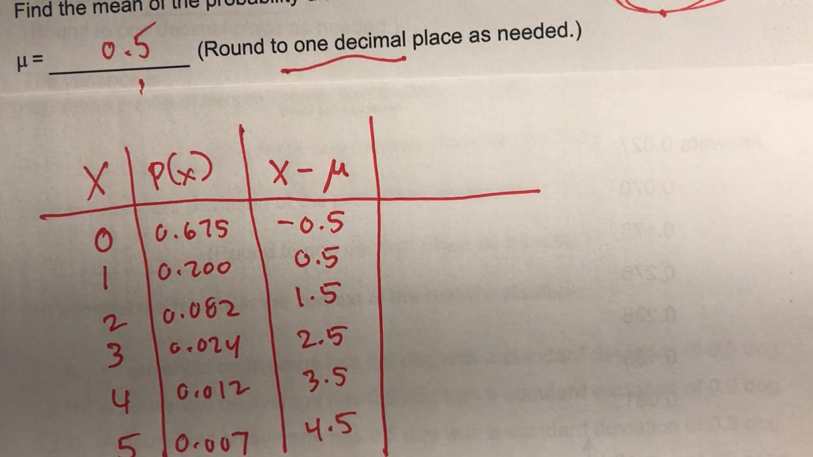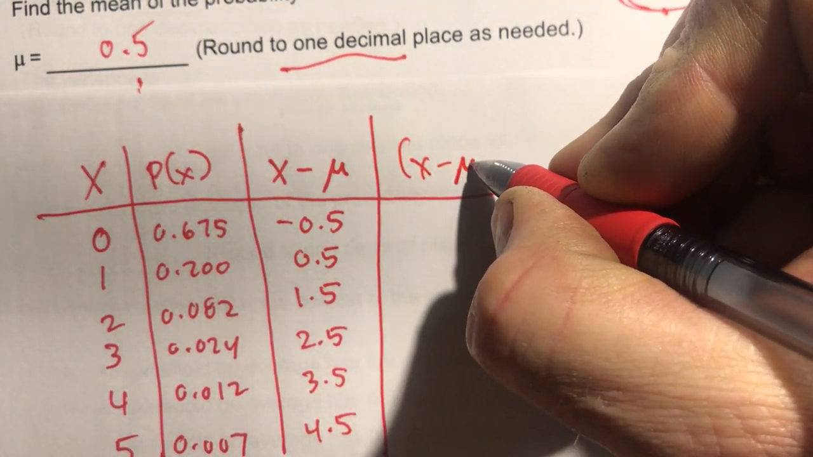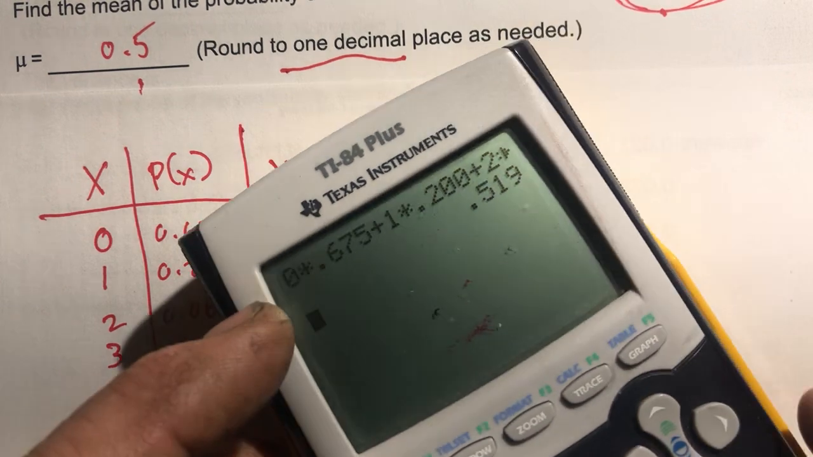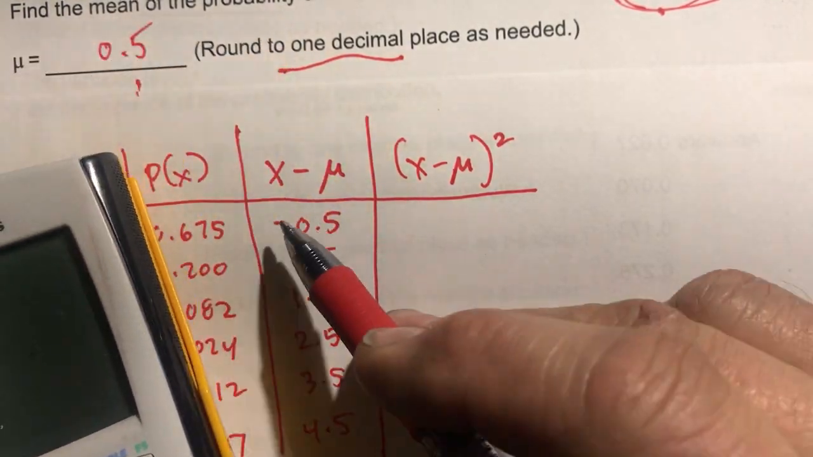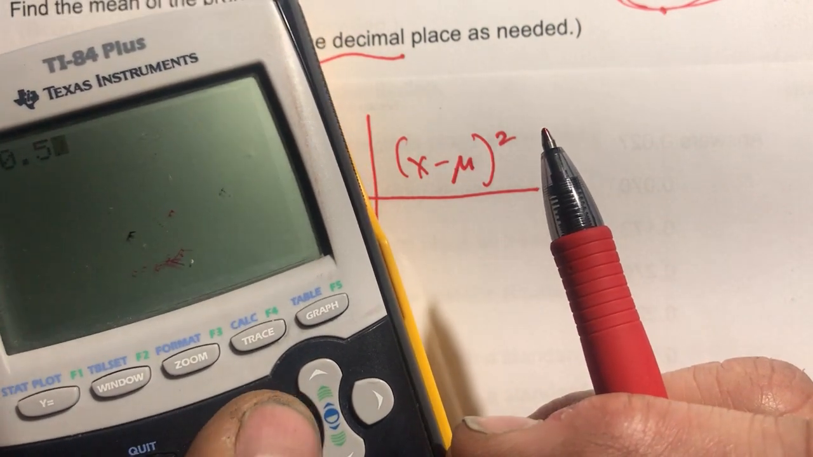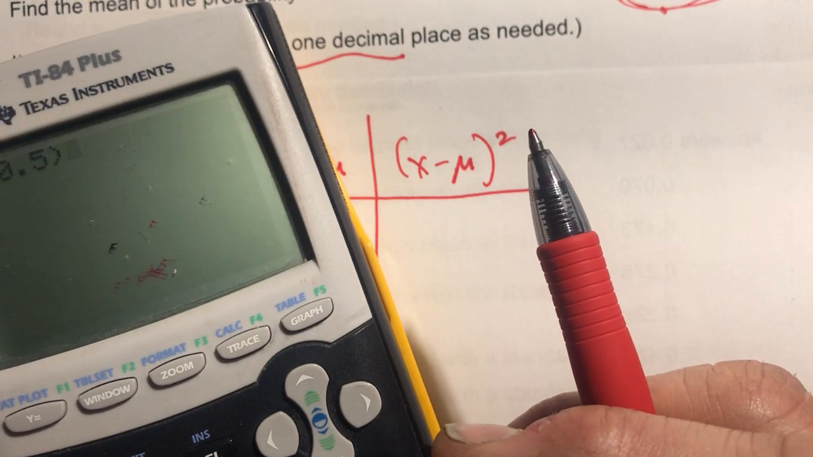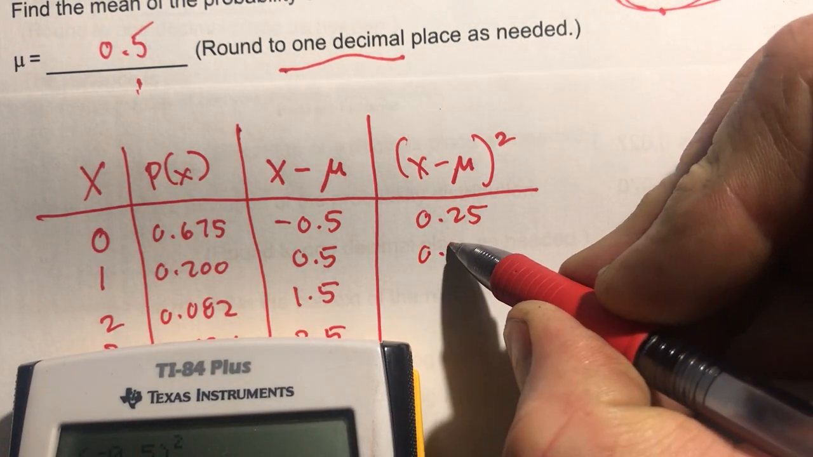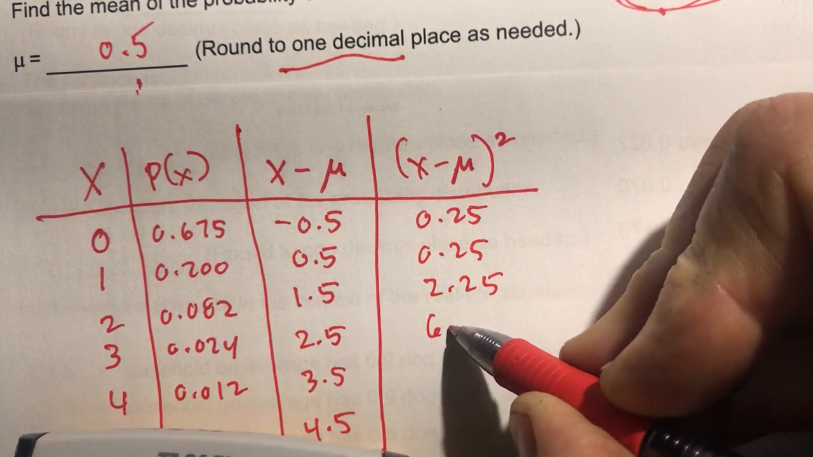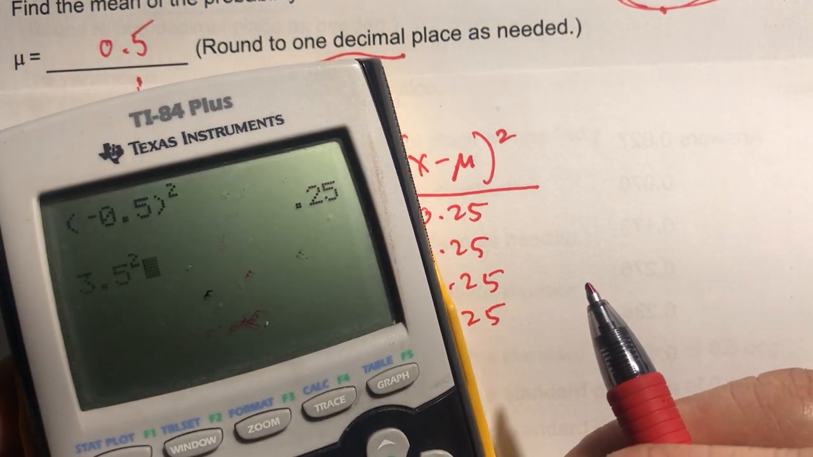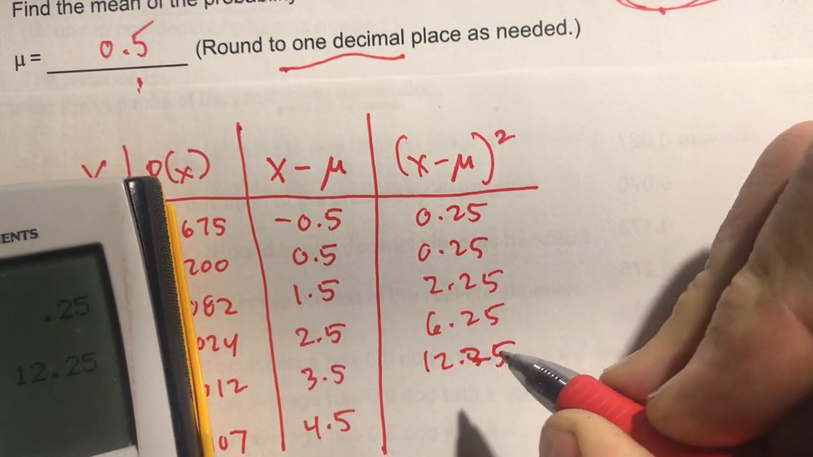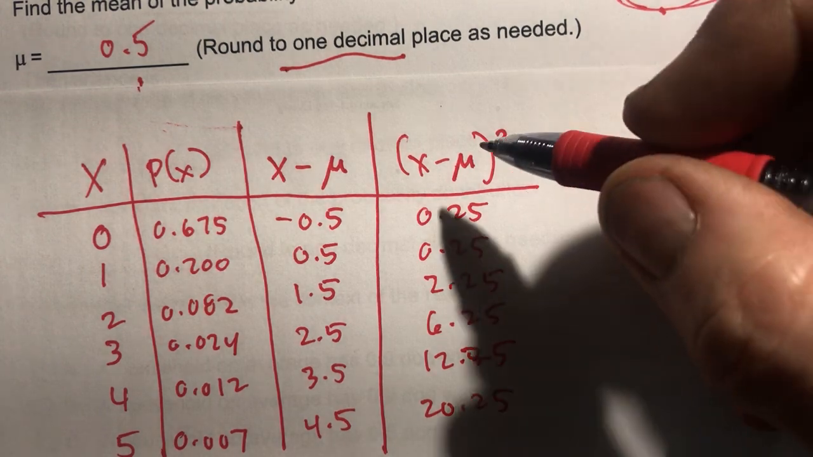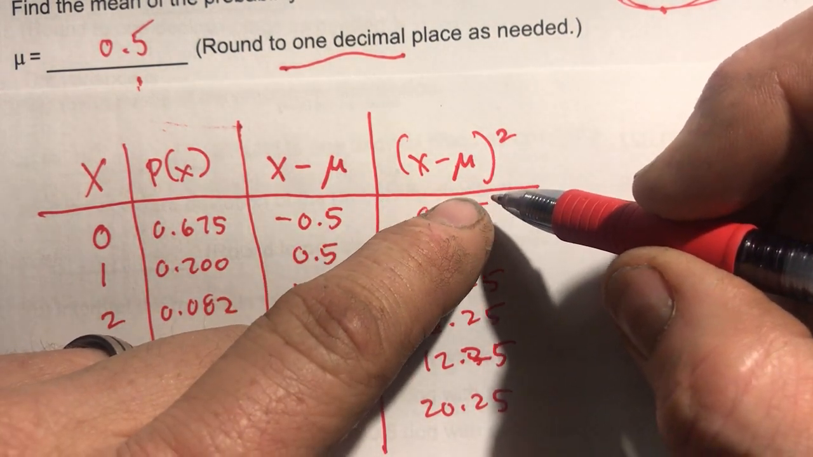Next thing I do, I take x minus mu and square it. Right here, you've got to put that in parentheses when you do a negative. So it's going to be negative 0.5, put it in parentheses, sorry, I left off my negative while I was talking. Square it, 0.25. This would be 0.25 also. This is going to be 2.25, 6.25. This one here, 3.5 squared, 12.25. And 4.5 squared, 20.25. So there's your x minus mu, and then squared.